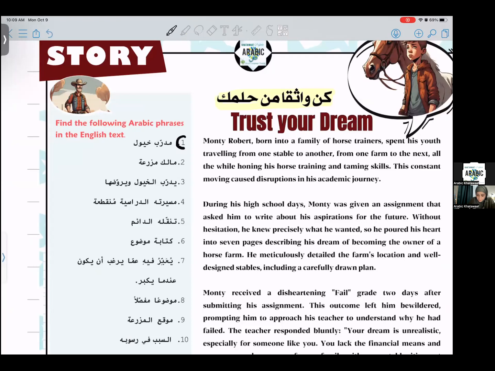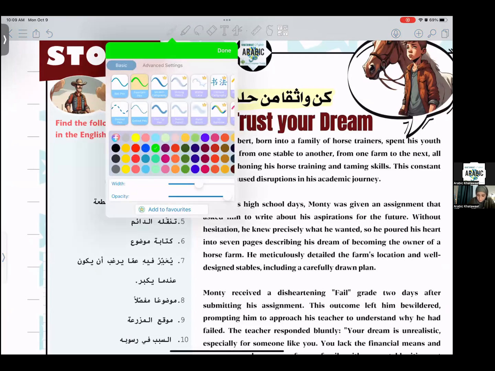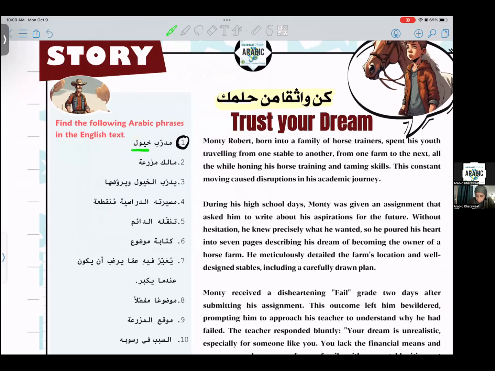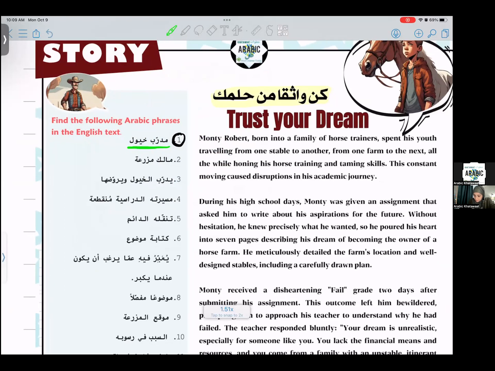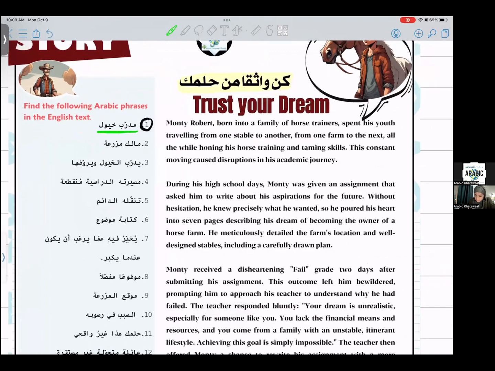مدرب خيول. The first thing I do is I have to find these words. So I'm going to go for مدرب خيول. This is the one I have. So I read my text in English and try to find this word. So Monty Roberts born into a family of horse trainers. So I don't have horse trainers. I have here مدرب خيول, which is the singular. Spent his youth traveling from one stable to another, from one farm to the next, all the while honing his horse training and taming skills. This constant moving caused disruptions in his academic journey.